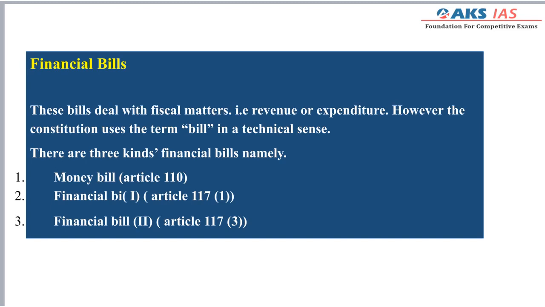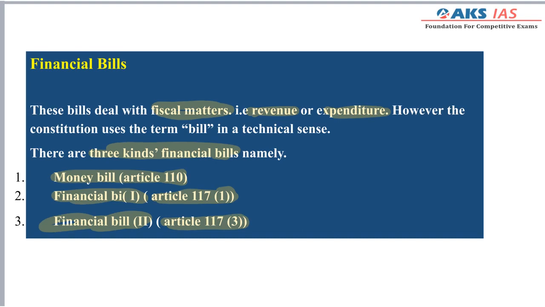Firstly, financial bills are those bills that deal with fiscal matters, that is, revenue or expenditure. However, the Constitution uses the term financial bill in a technical sense. Here there are 3 kinds of financial bills, namely money bill, financial bill 1 and financial bill 2. The money bill is under Article 110, whereas financial bill 1 comes under Article 117(1), and financial bill 2 is taken up in Article 117(3).